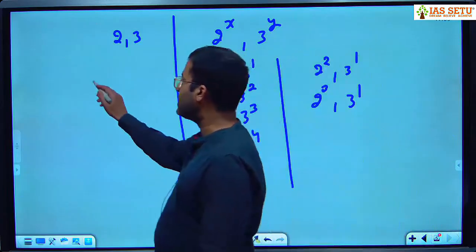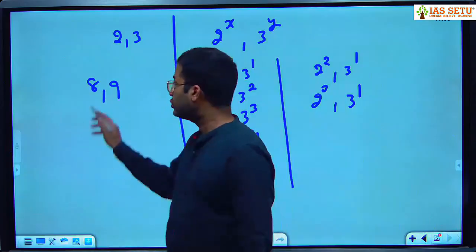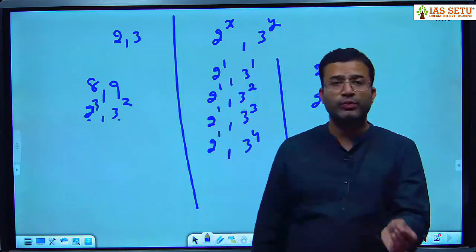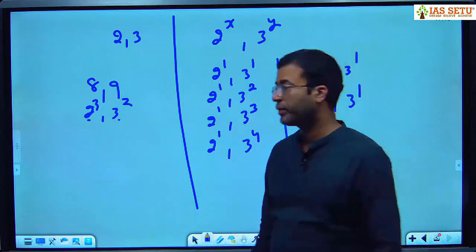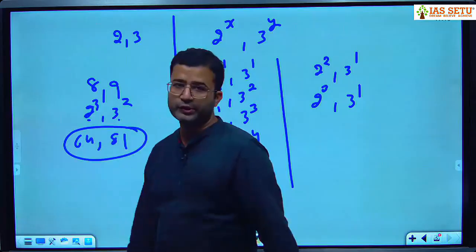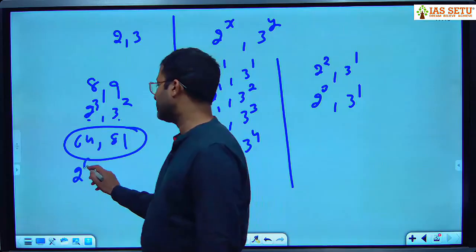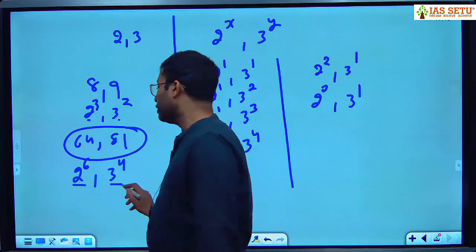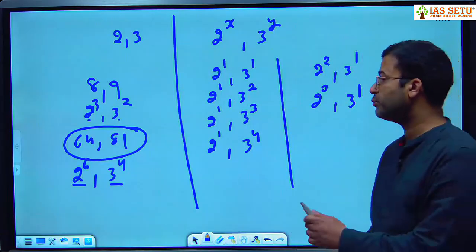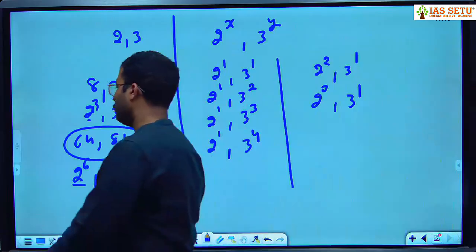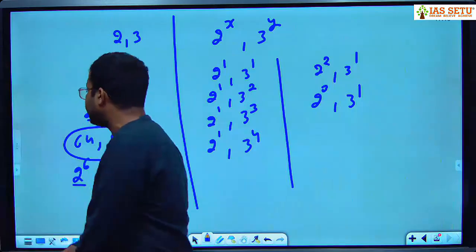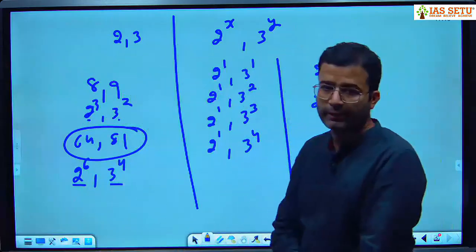But if it is asked 8 and 9, are these co-prime? So what is this? 2 cube. This is 3 square. 2 and 3 are co-prime, so 2 to the power 3 and 3 square have to be co-prime. If someone asks you 64 and 81, are these co-prime, yes or no? What you can say, this is 2 to the power 6, this is 3 to the power 4. So these bases 2 and 3 are co-prime, so 2 to the power 6 and 3 to the power 4 have to be co-prime. वो आपस में co-prime होंगे ही होंगे. So I dictate this property of co-prime.